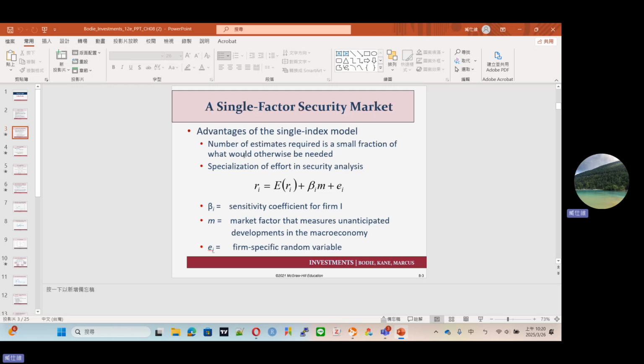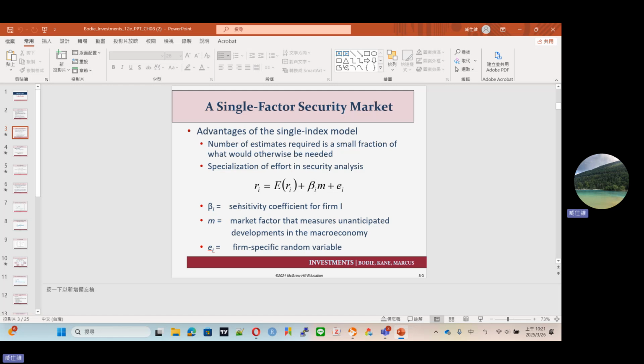So here we can describe this equation. Basically, this is just a linear regression, or we call this a one factor linear regression. RI refers to individual stock returns, and we have the expected return of RI plus beta I times M. So we have introduced an important factor or coefficient. We call this beta.